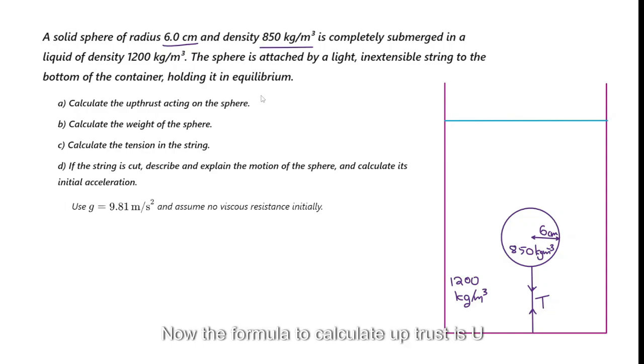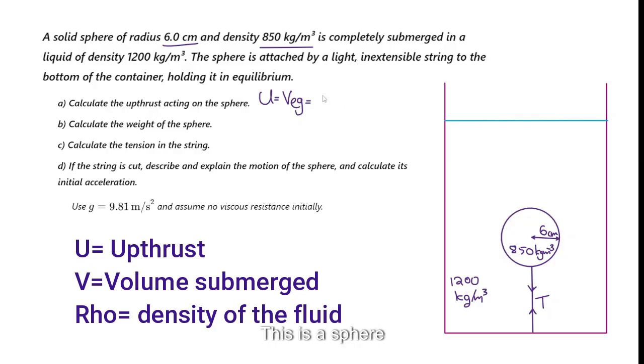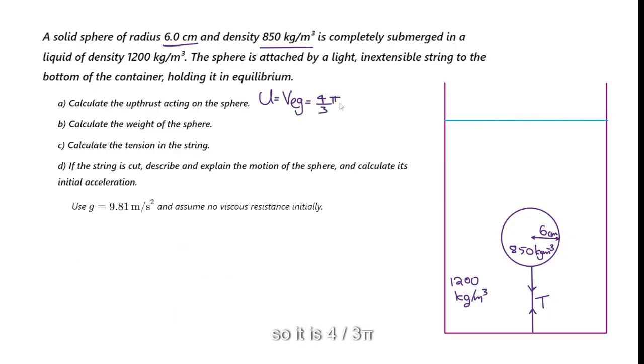Now, the formula to calculate upthrust is U is equal to V rho g. V is the volume of the object, which is pretty straightforward. This is a sphere, so it's 4 over 3 pi times r cubed, where r is 6 times 10 to the power of negative 2 meters. So that's the V.